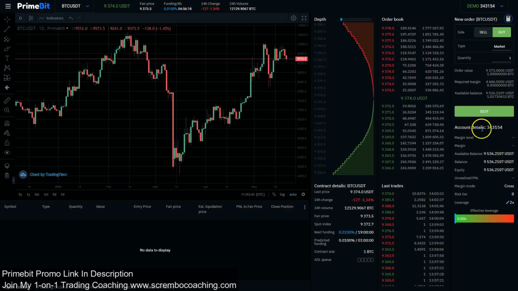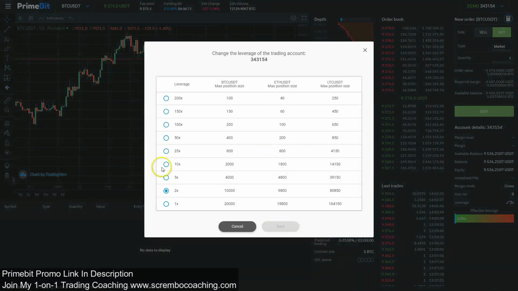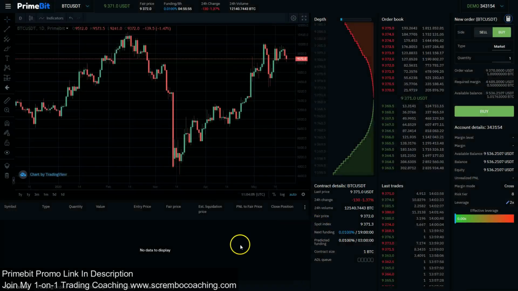Below the account details, in the submenu at the bottom, you have leverage. Click on this little pen and then select the leverage from the left side based on the max position size you want to trade on Bitcoin, Ethereum, and Litecoin. Make sure you select the right leverage you want to go with. We've put in 2x right now for this demo, and that is going to be pretty fine. So here we go, guys.